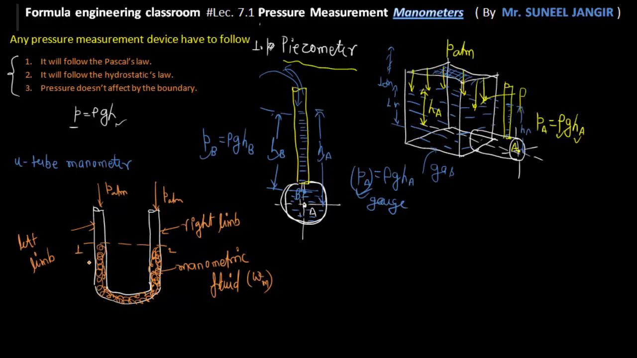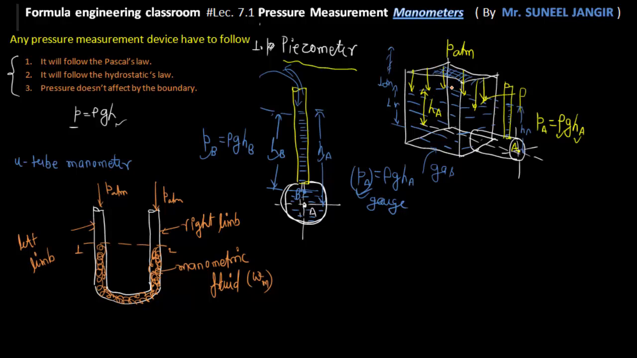Okay, now in this case we are using a different fluid that is defined as manometric fluid. Now we are connecting this U-tube manometer to some pipe. In that pipe, at the point A there is some pressure due to this height HA of fluid. And again we are saying this is open to atmosphere, so at the free surface of this fluid atmospheric pressure is acting.